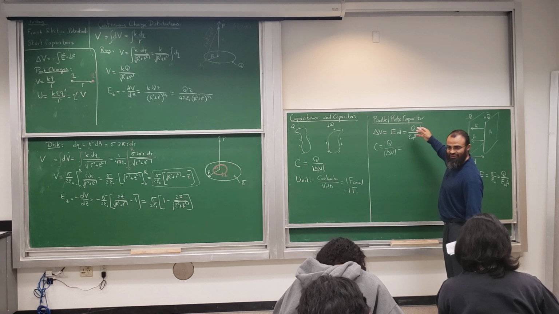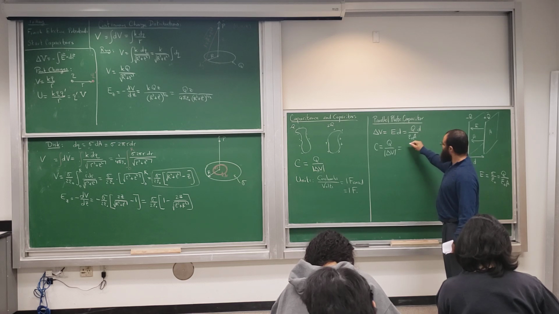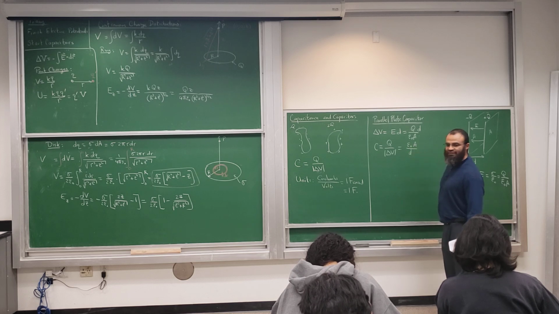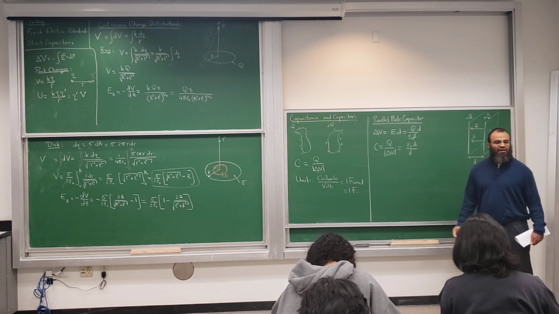Fraction flips, Q cancels, right? So you get what overall? Epsilon naught A over D. Yeah, epsilon naught A over D.